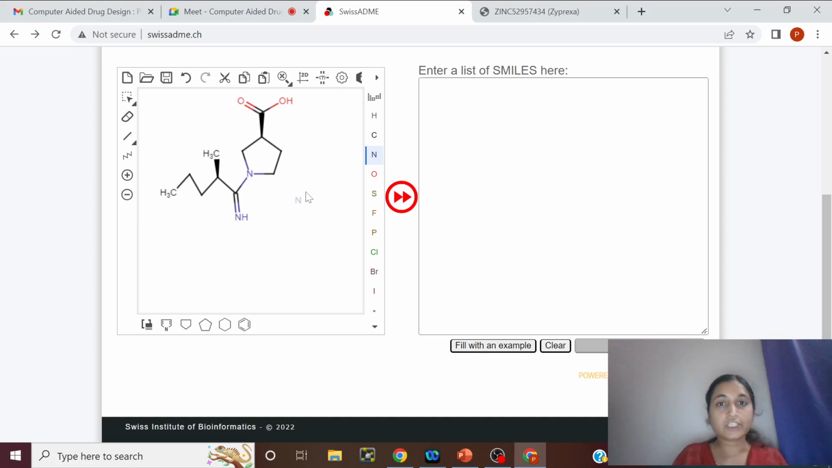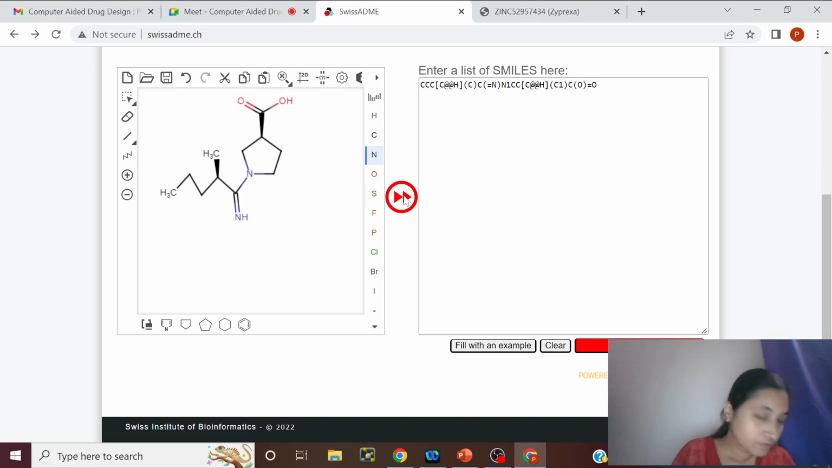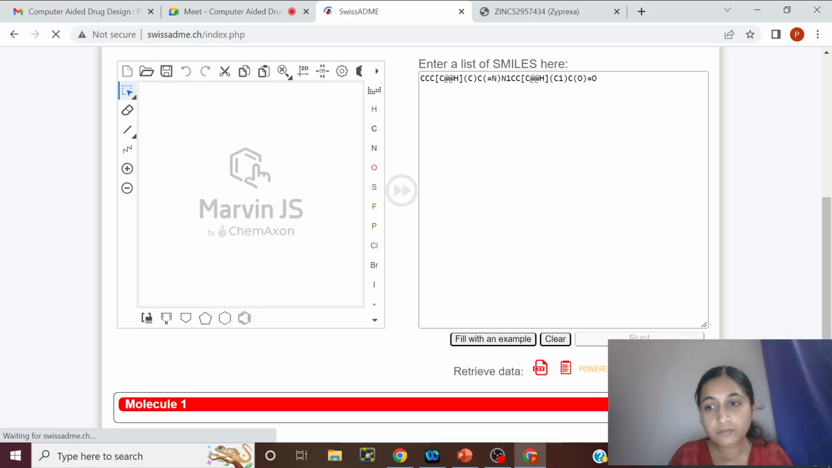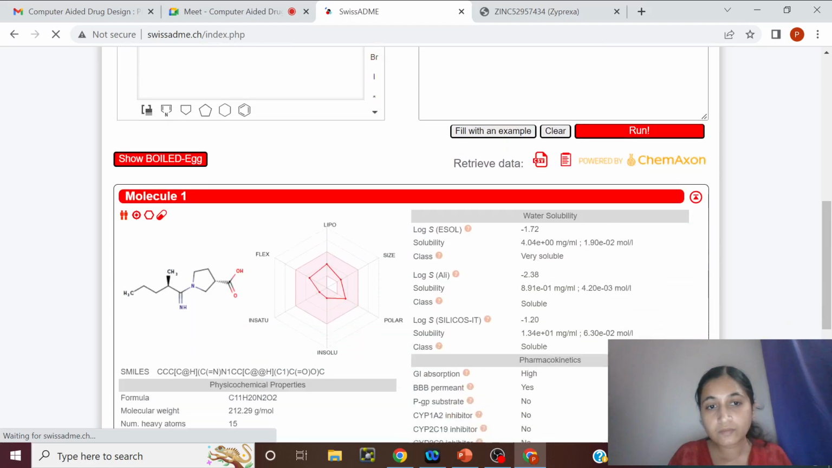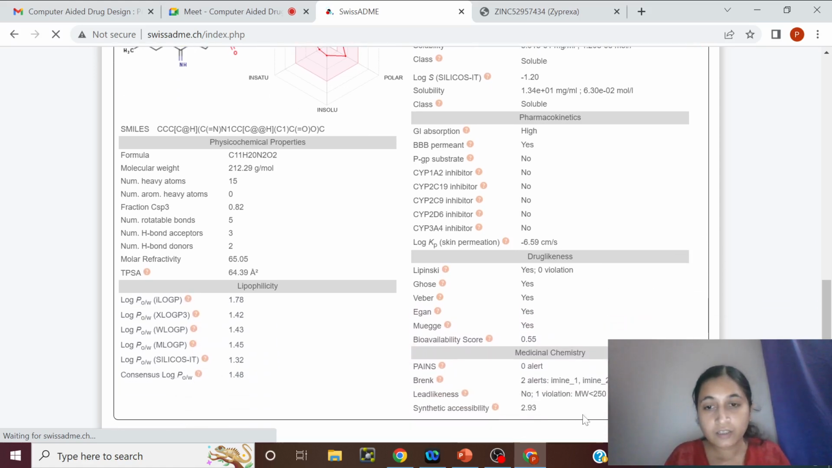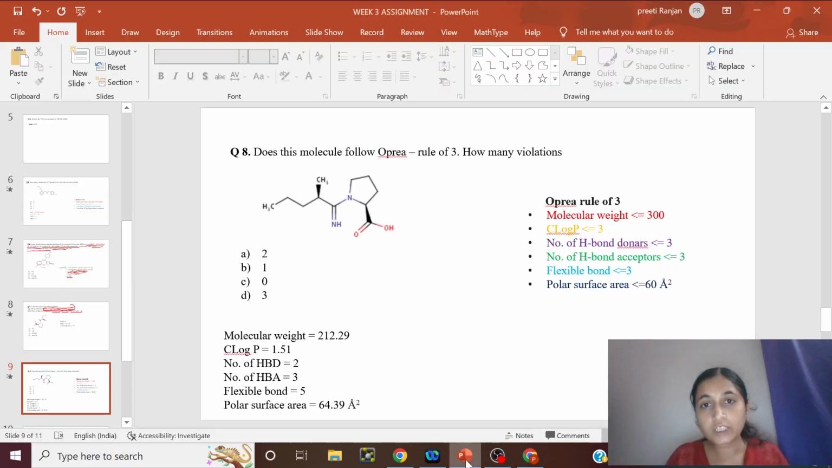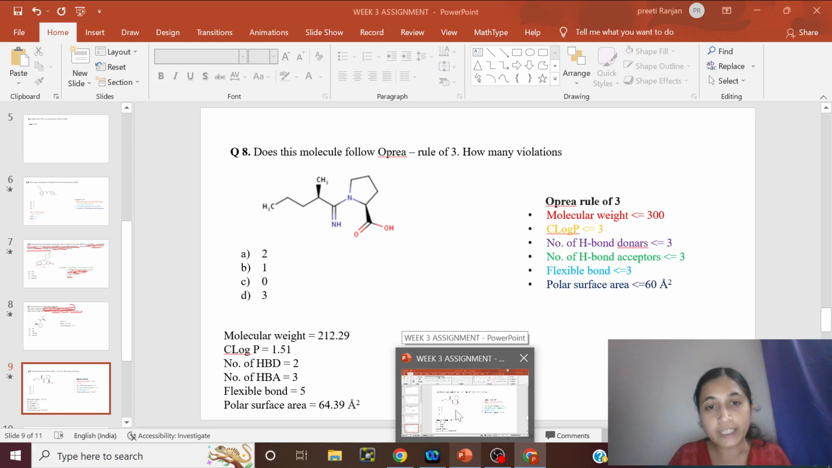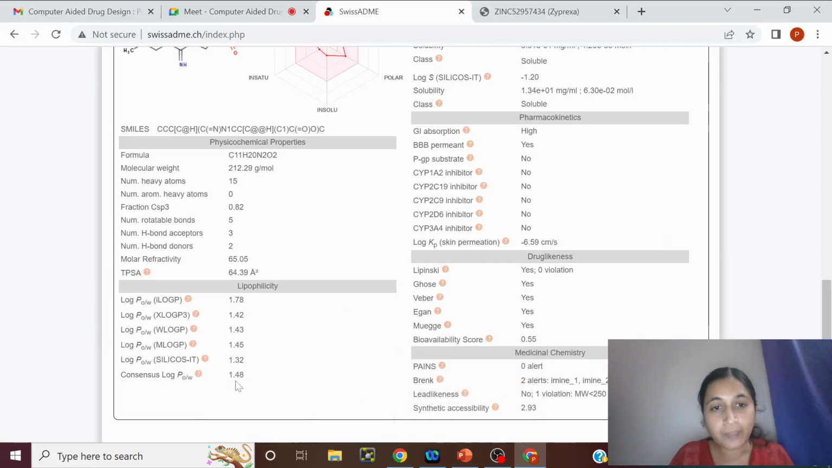So this is the structure. Right, this is the structure. So we will check the properties of this. Molecular weight is 212.29 gram per mole, or 212.29 Dalton. Then C log P is 1.48.